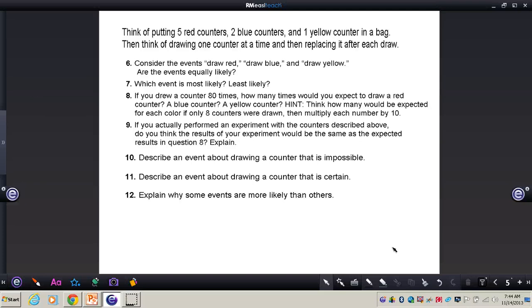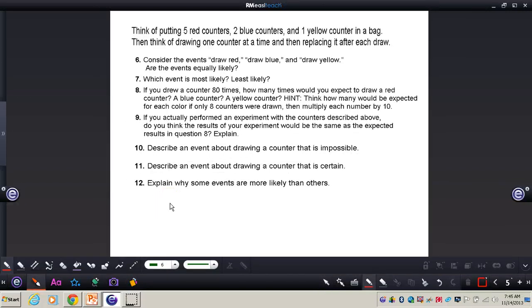Okay, the answer for number 7, which event is most likely, pretty obvious here, draw red. Least likely would be draw yellow, and the reason why we know that is because there are 5 red counters and 1 yellow counter. Now let's take a look at number 8 together.